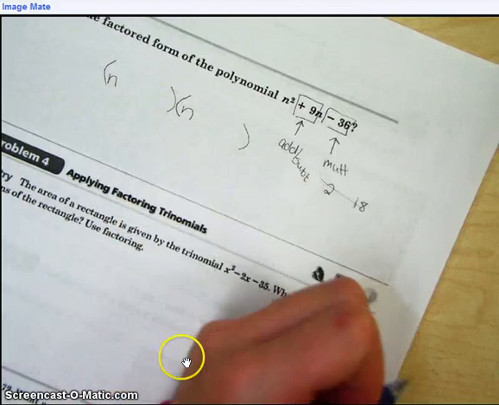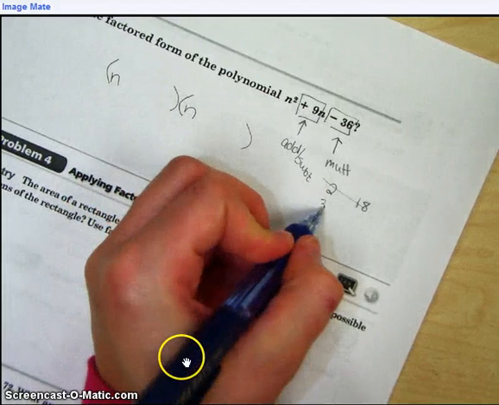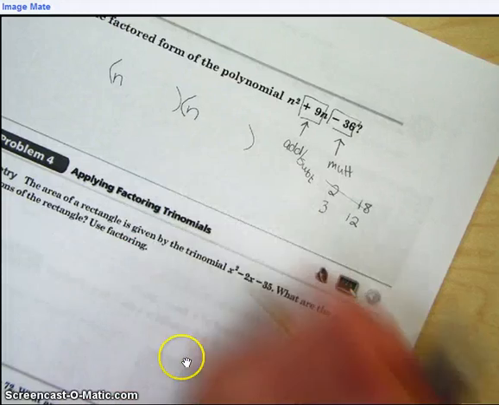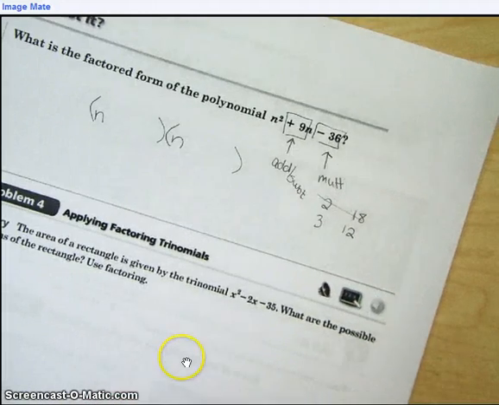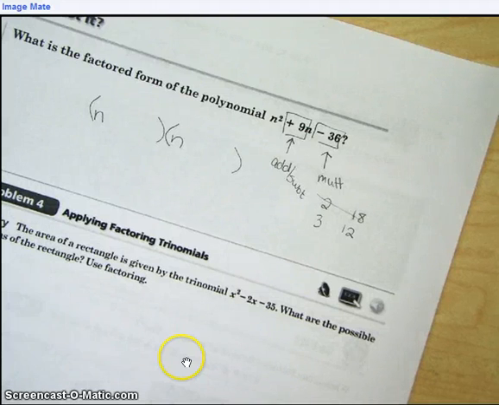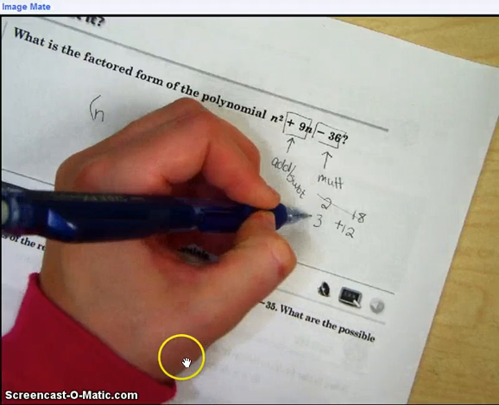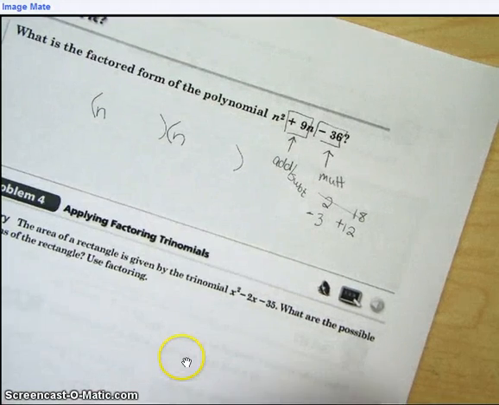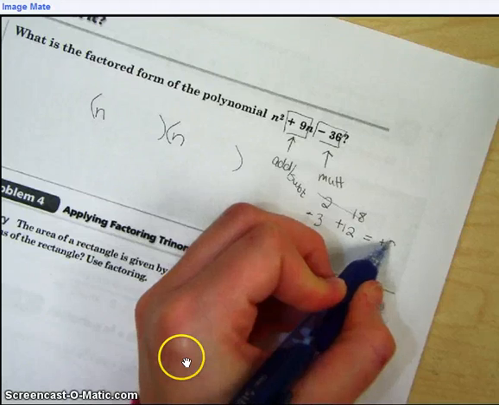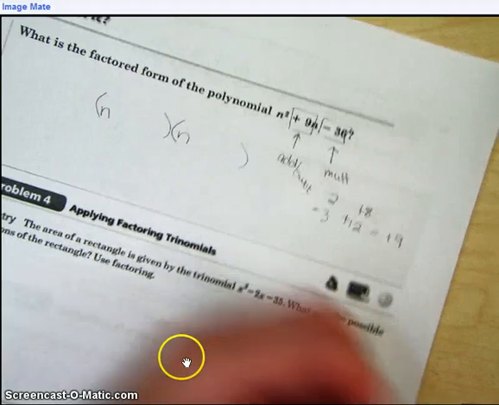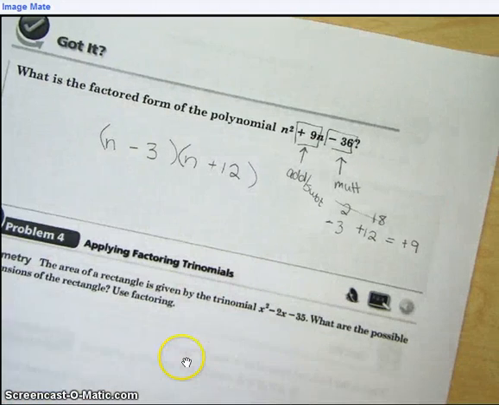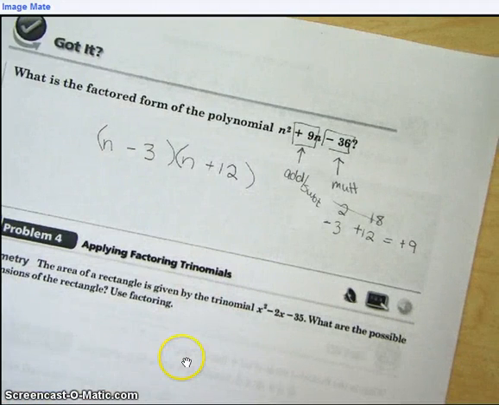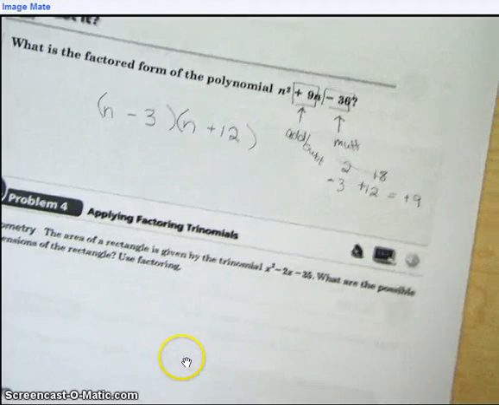Let's cross it off. Let's try 3 and 12. Could 3 and 12 possibly give us a 9? The answer is yes. And what kind of 9 do we need? A positive 9. If I make my 12 positive and my 3 negative, I hope you agree with me, that would give us the positive 9 that we need. So therefore my answers are a minus 3 and a plus 12. It's a lot about a game of guess and check, isn't it?